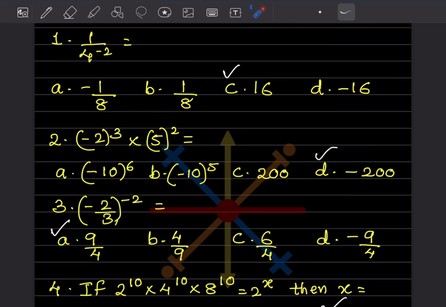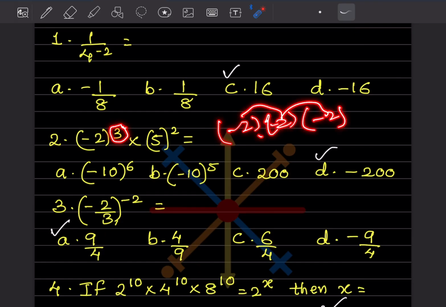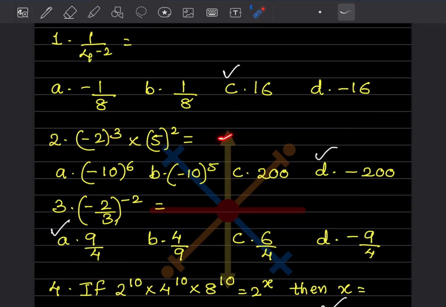Now for this one, this will be written as -2 into -2 into -2, because this is 3. So that will be -2 into -2, so 2 times 2 is 4, 4 times 2 is 8, but that is going to be minus because that is an odd number. So that will be -8, and this will be 5 square, which means 25. So 25 eights are 200, but that is going to be minus here. So minus 200.